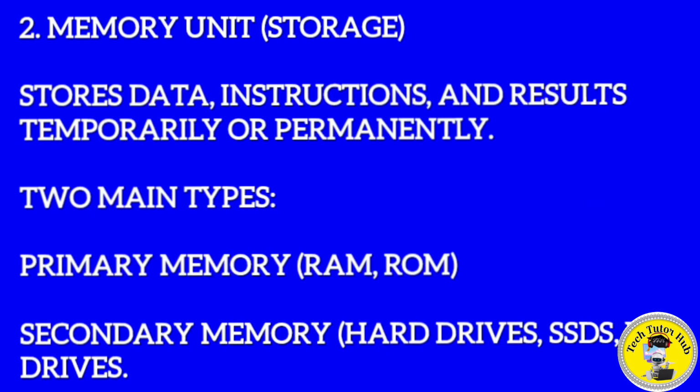Second part is memory unit or storage. Memory unit stores data, instructions, and results temporarily or permanently. There are two main types of memory in a computer system: one, primary memory like RAM and ROM, and two, secondary memory like hard disks, SSDs, USB, etc.